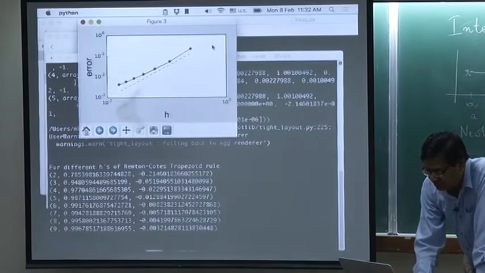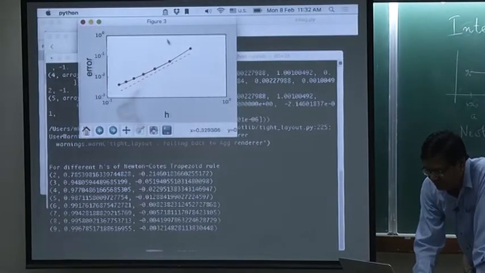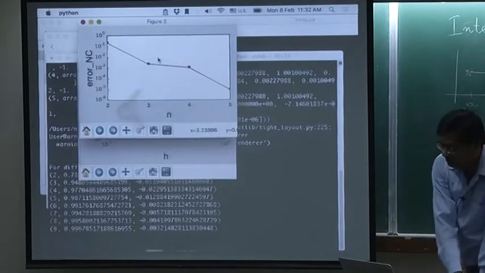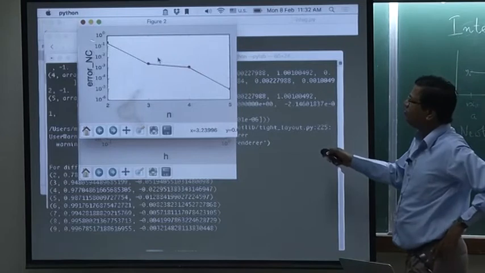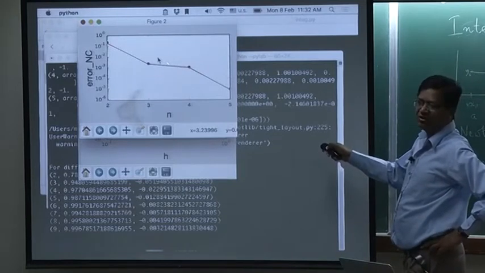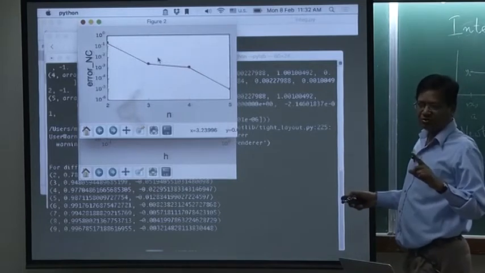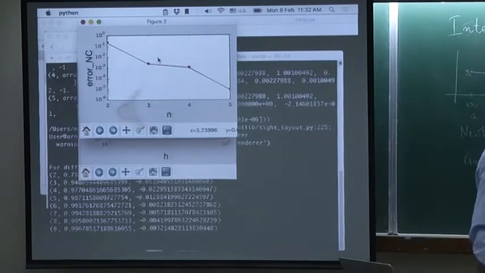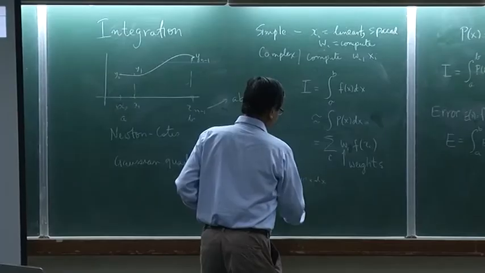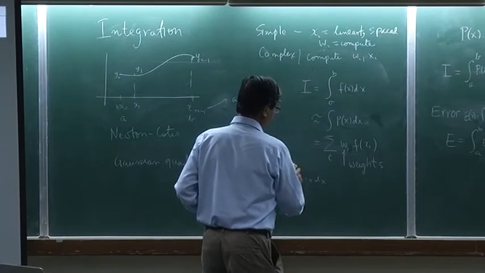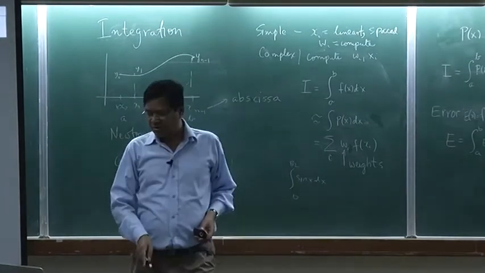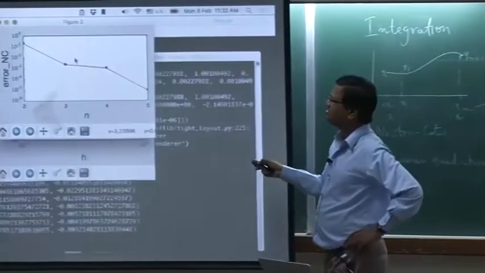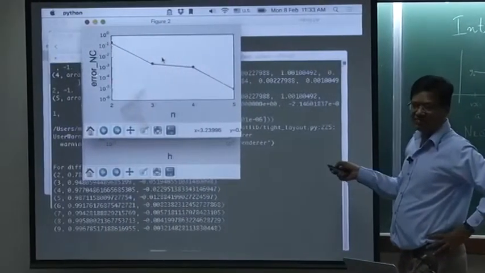So it's giving you, okay, actually this is a figure, they are running two of them, so this is the error. For n equal to 2, the error is 0.1. This is the sine function from 0 to pi by 2. The answer is 1, right? Integral of sin x dx. And the error is 0.1, which is 10%, which is significant.